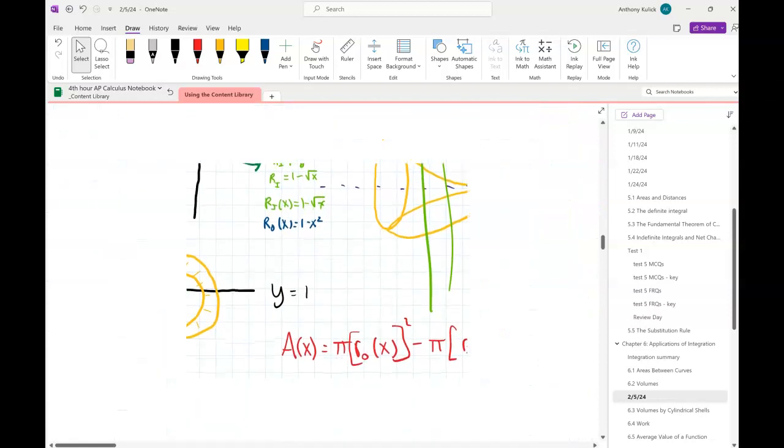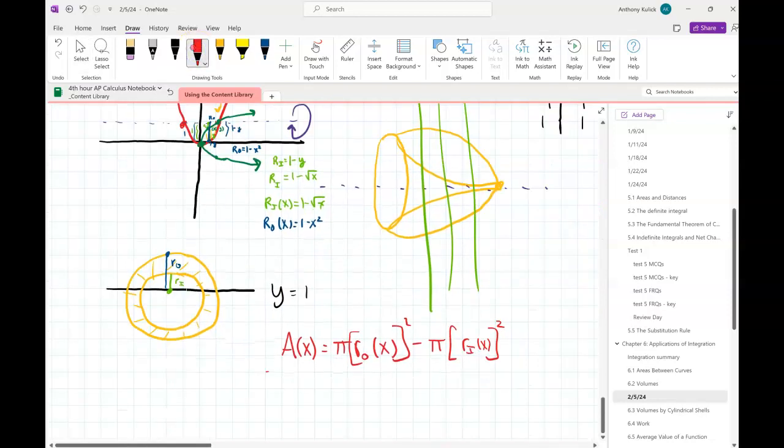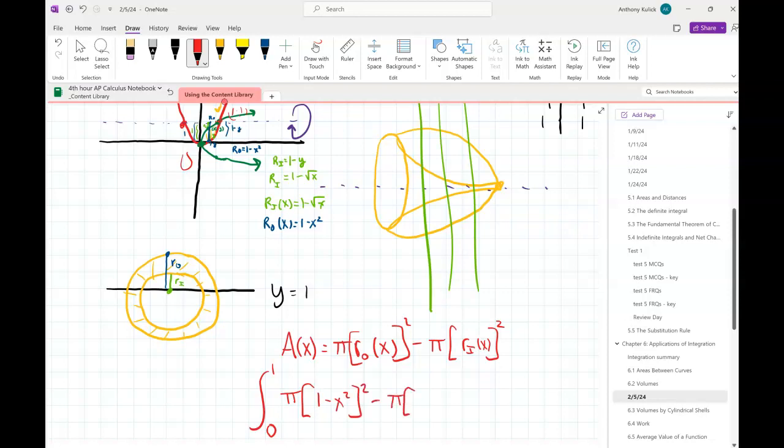And now we're ready to go. So we're going to integrate from 0 to 1. Right, that point up here is 1, 1, where it ends. And we have pi times (1 minus x squared) squared minus pi times (1 minus square root x) squared dx.